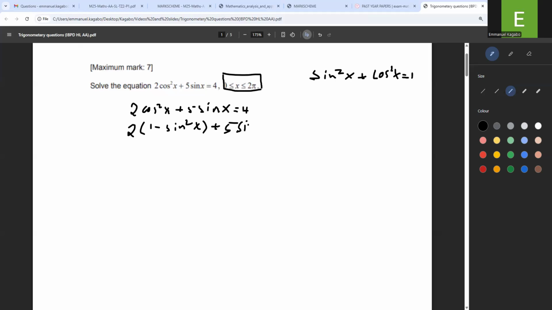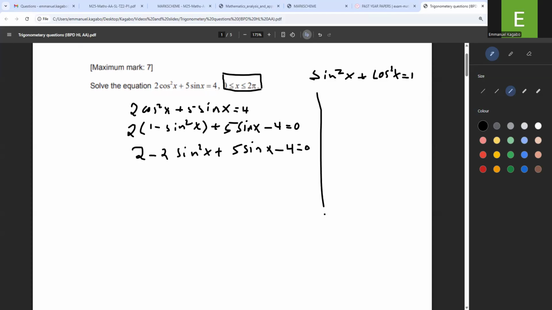You can see that right now my equation contains only a sine, right? Are you seeing that? Let me bring the 4 to the other side, because I know it's going to give me a quadratic equation equal to 0. Now, when I open the bracket here, what do I get? I'll get 2 minus 2 sine squared x plus 5 sine x minus 4, right? Is that making sense? Good. Equal to 0.